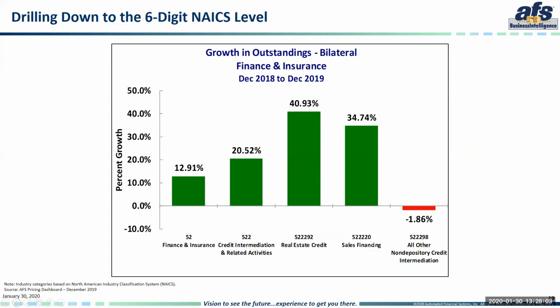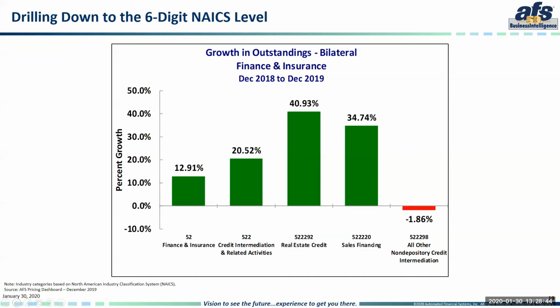On slide 19, we see that within the finance and insurance sector, the credit intermediation and related activities subsector had a positive impact on loan growth during 2019, up more than 20%. Drilling further down to the 6-digit NAICS level, we see that the real estate credit and sales financing subsectors are responsible for the higher balances, while balances tied to the all other category decreased approximately 2% during 2019. Having this granularity is what the AFS pricing service provides, and something for you to consider when you need very detailed data to support your bank's pricing decisions.